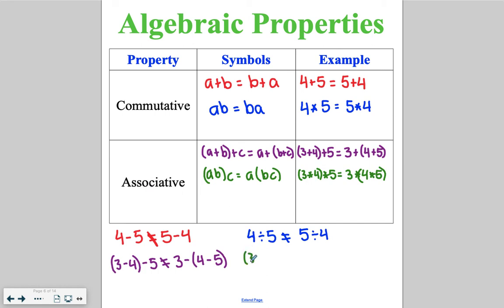If I said I have 3 divided by 4, which is 0.75, and then divide by 5, that's going to give me 0.15. On the other side, if I have 3 divided by (4 divided by 5) in parentheses, 4 divided by 5 is 0.8. 3 divided by 0.8 is going to give me 3.75. So that does not work. So the algebraic properties only apply to adding and multiplication, not to subtraction or division.